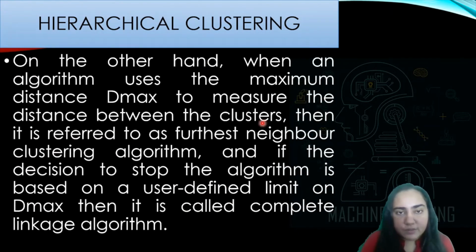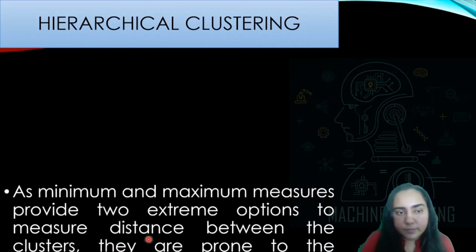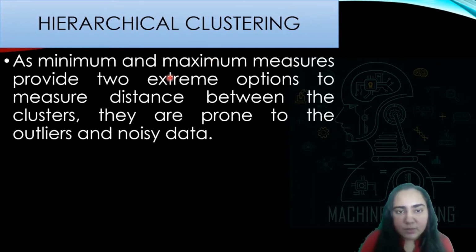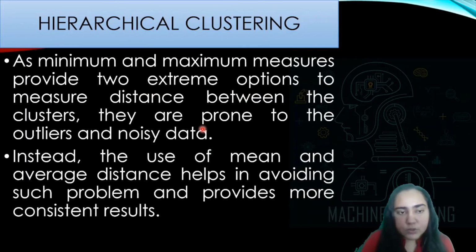Now, on the other hand, if you use the dmax measure to measure the distance between clusters, then it is known as the furthest neighbor clustering algorithm. And you will stop when you reach a certain value of dmax, which is defined by the user. And this will be called a complete linkage algorithm. Now, as these minimum and maximum measures provide you two extreme options to measure distance, they are also more prone to outliers and noisy data. Okay, so to avoid that, you could also use the mean and average distance so that the outliers do not affect your clustering process too much.